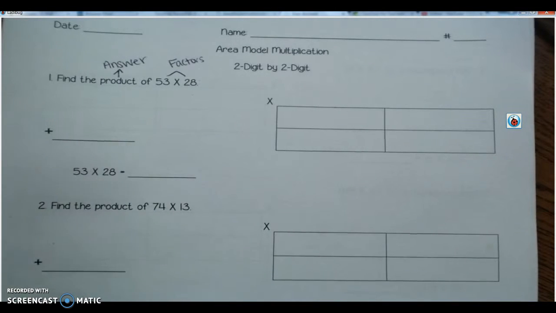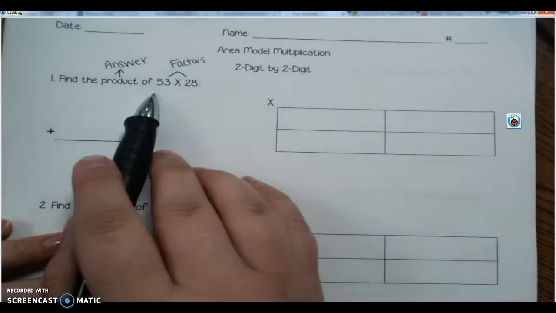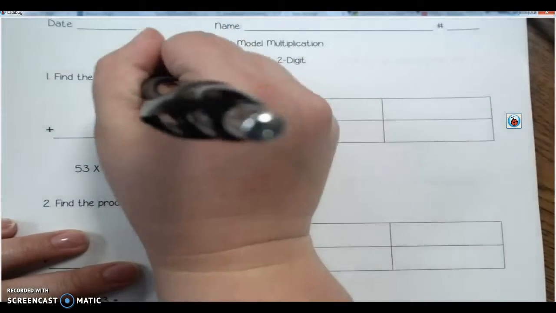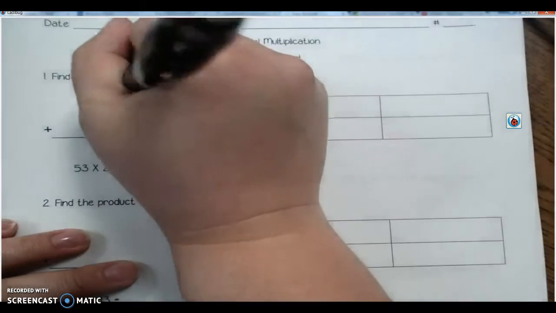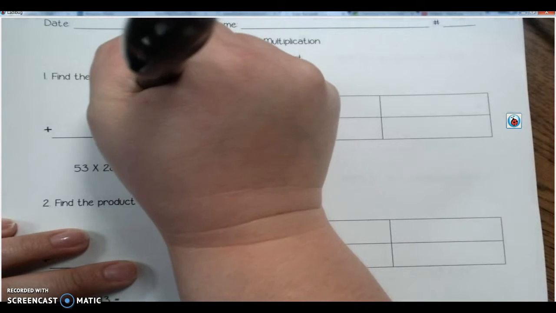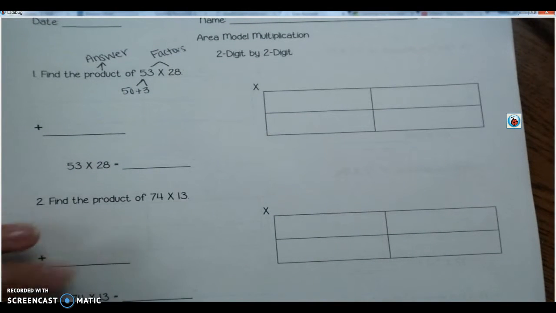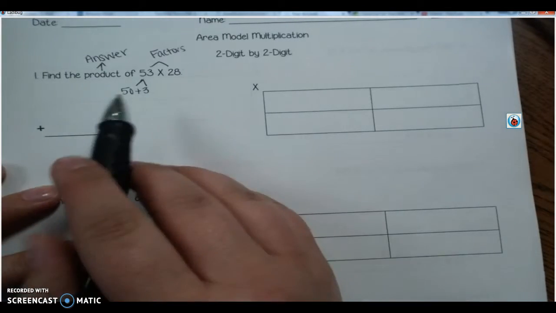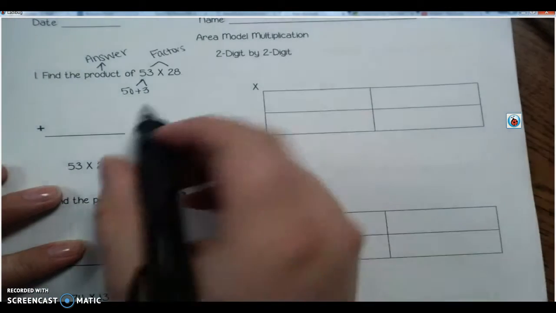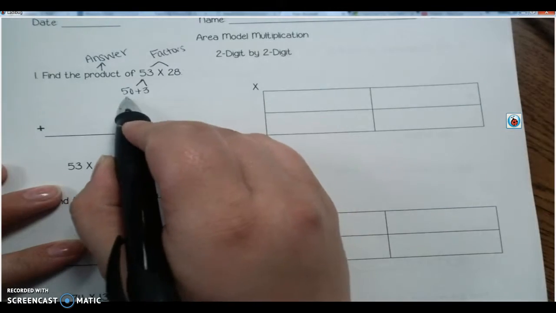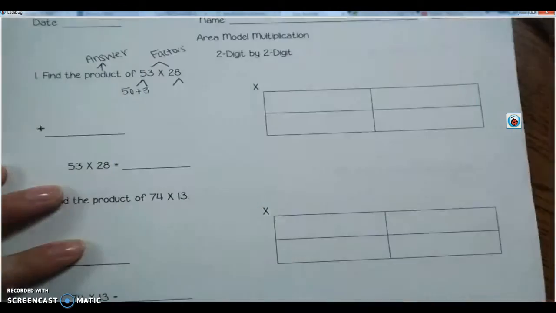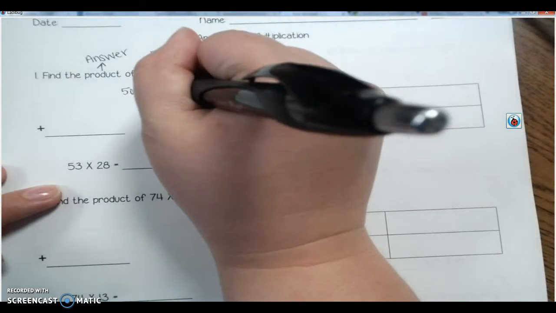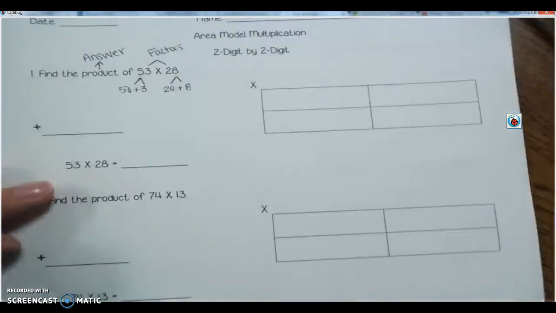So, to start, first thing you need to do is decompose or break apart your two-digit numbers. 53 can be broken apart into 50 plus 3. Remember when we talked about the standard form and the expanded form of a number? This is the expanded form. So 53 is the same thing as 50 plus 3. 28 is the same thing as 20 plus 8.